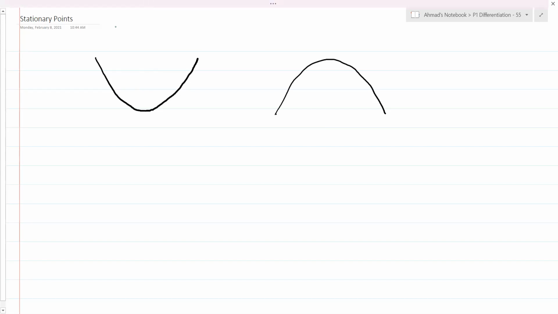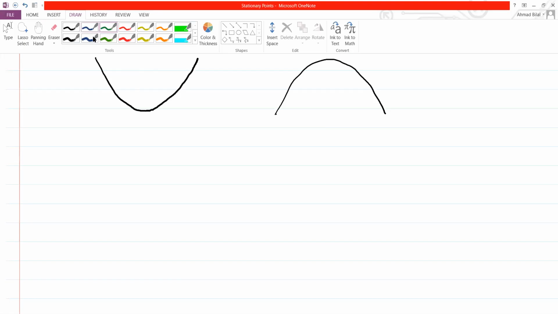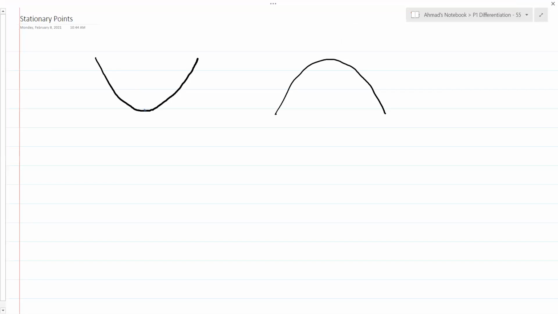Okay, so remember in quadratics, we talked about two things. We had curves like this or like this. So it was either a U shape or an N shape. And we said these curves have turning points. For example, if it's a U shape, we've got a turning point right here, and that's the minimum point. And if it's an N shape, we've got a turning point here, and that's a maximum point.